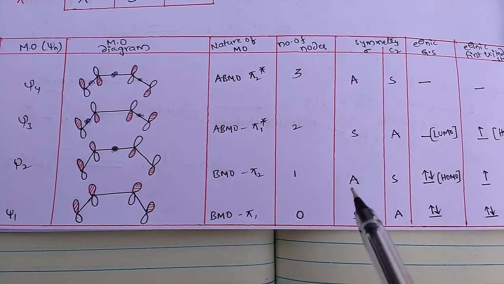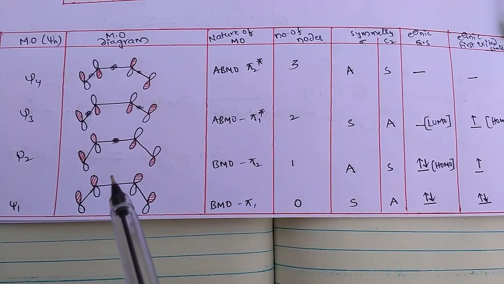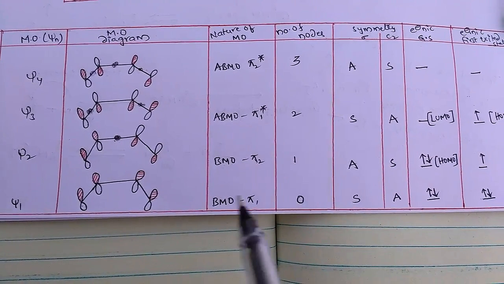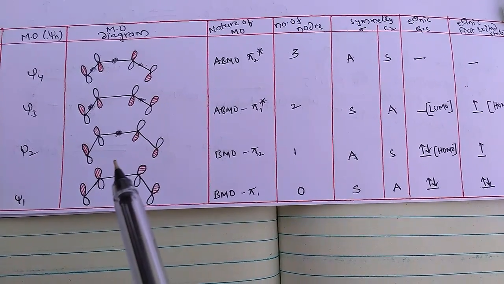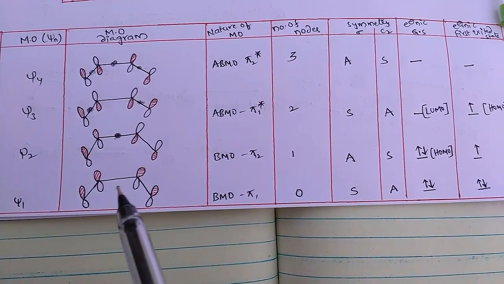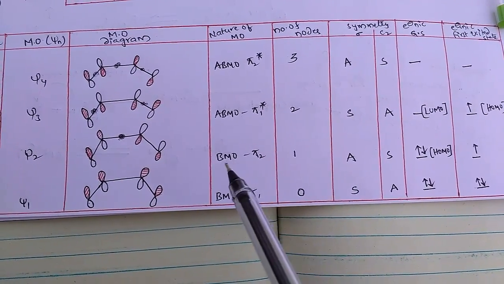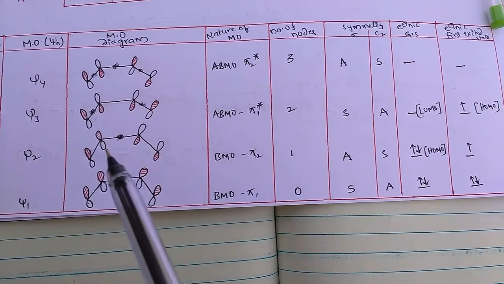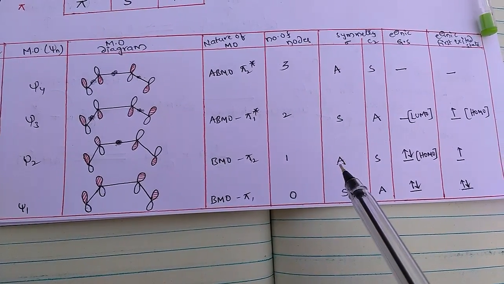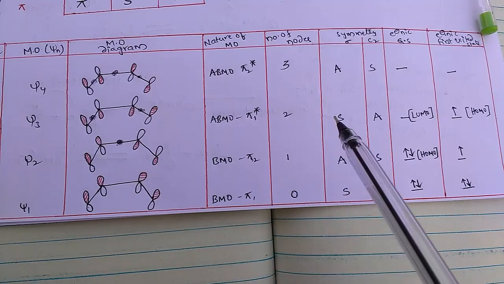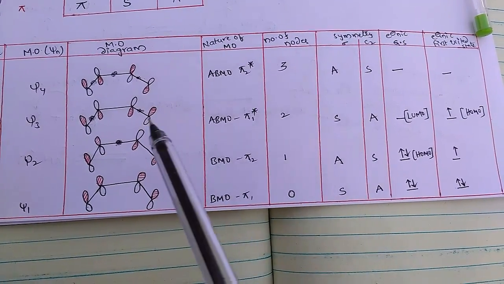Next, observation of symmetry. A plane of symmetry, sigma, is possible in this, so symmetry is allowed. If you cut this molecule like this, we can observe the plane of symmetry in this. And in the second bonding molecular orbital, there is no plane of symmetry observed in this representation, that's why anti-symmetry. And in psi 3, there is the presence of symmetry, and we can observe the plane of symmetry in this.